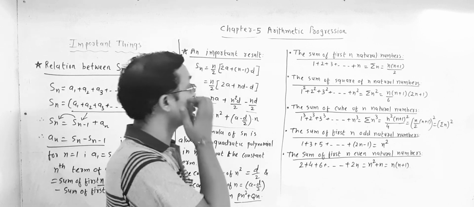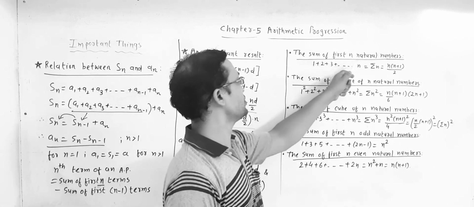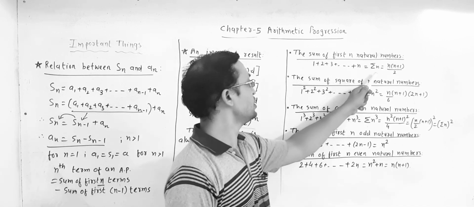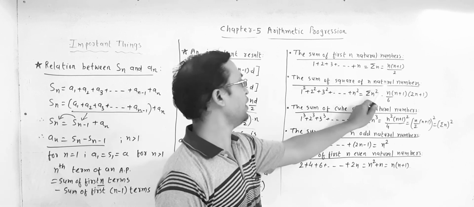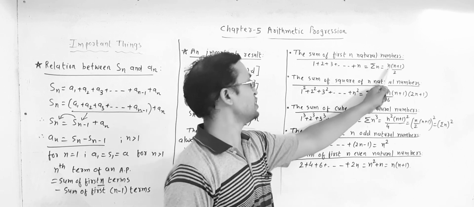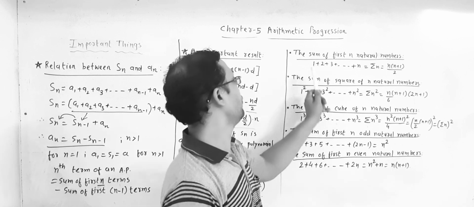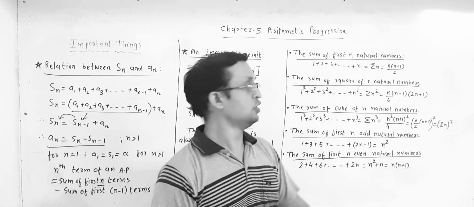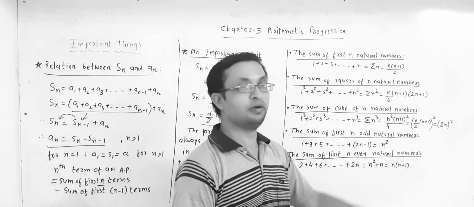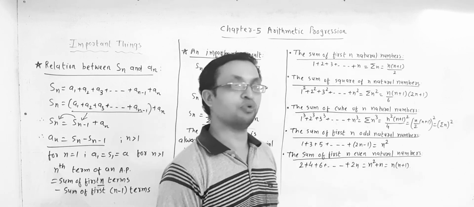Okay, and you remember this formula, the sum of the first n natural numbers: 1 plus 2 plus 3 up to n, that is equal to sigma n, which is n into n plus 1 by 2. You can easily find the sum of the first 50 natural numbers. So n is equal to 50, sigma 50 is 50 into 50 plus 1, that is 51, divided by 2.